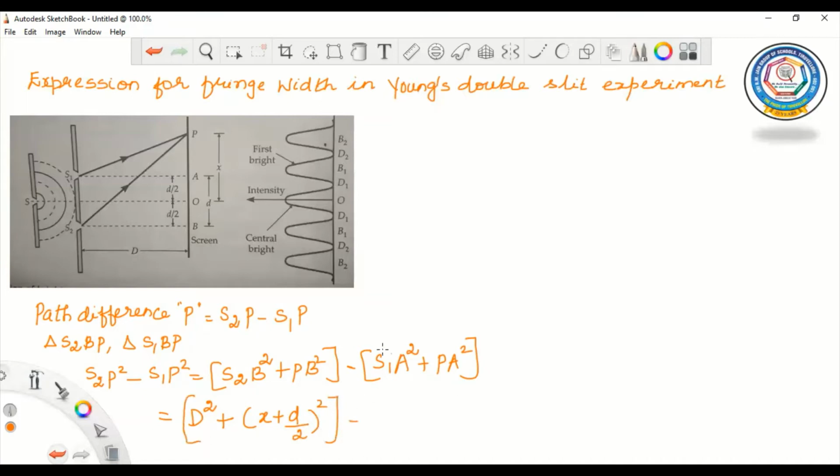Similarly, S1A is again d. So d square plus what is PA? Again from O to P is x, but O to A is d by 2. So this will be written as x minus d by 2 the whole square. Now let us write S2P square minus S1P square as a square minus b square, which can be written as S2P minus S1P into S2P plus S1P.